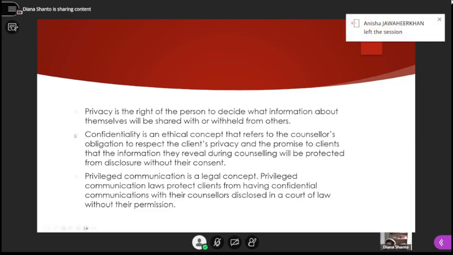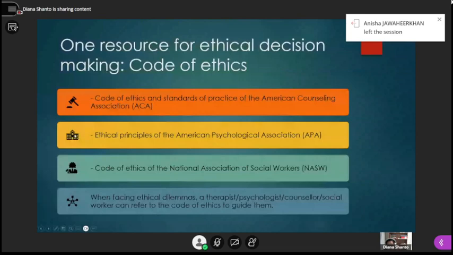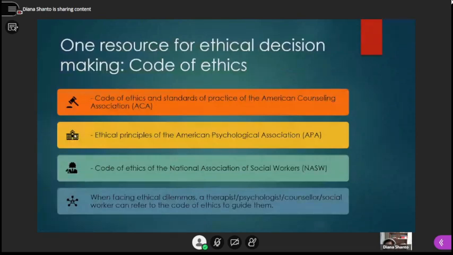Donc, when we have to make a decision involving ethics, nous pouvons aller voir notre code d'éthique. Like I said, there are different codes of ethics, but sometimes this might not be enough. For instance, American Counseling Association might not be enough. American Psychological Association might not be enough.